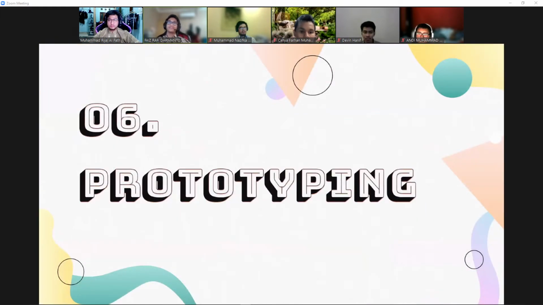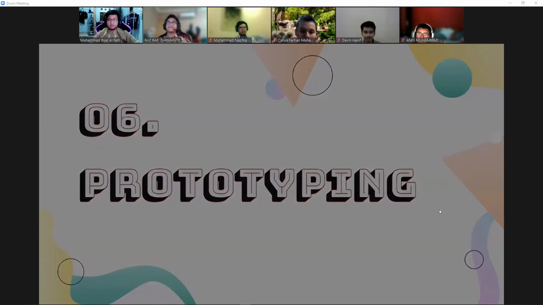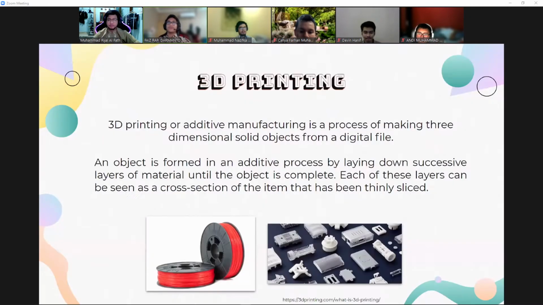Okay, now we're going to talk about the prototyping process of our product. Next. So in the prototyping phase of our product, we chose the 3D printing method. The 3D printing method is making the three-dimensional virtual design into a solid object through melting the plastic filaments into small layers that will eventually form into the 3D object itself.